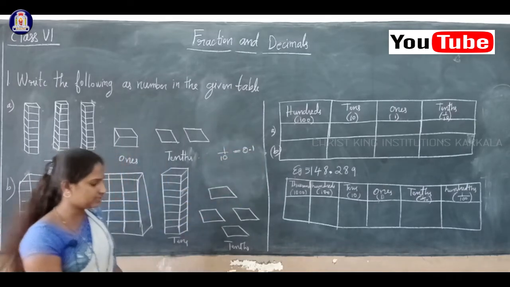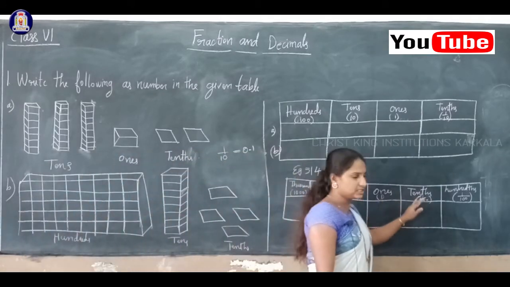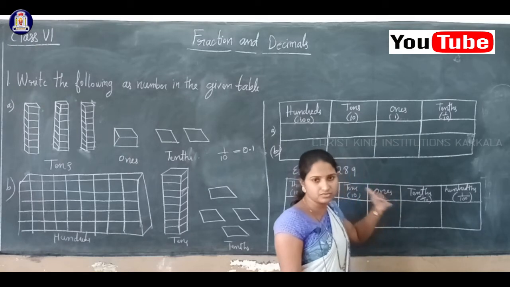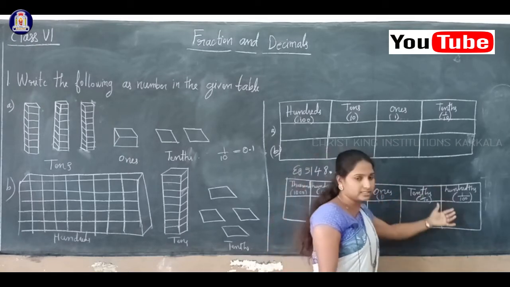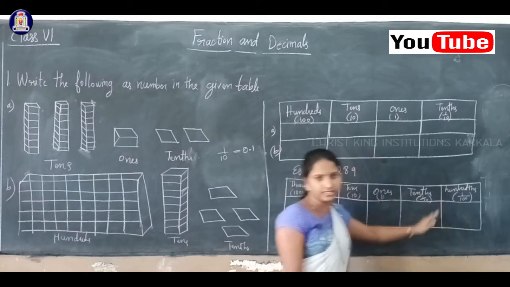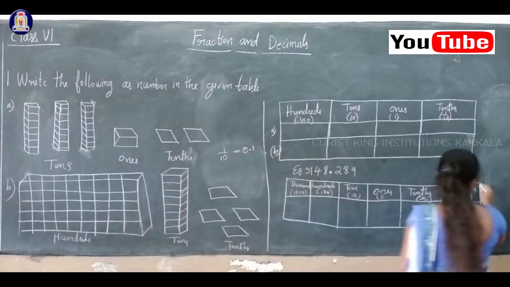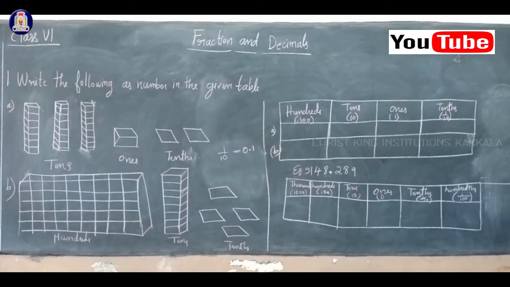After ones, the next column is tenths. Tenths means 1 by 10. Hundredths means 1 by 100. This is the decimal representation, decimal numbers. It continues. If you want, you can write thousandths here, which is 1 by 1000. Okay, here is a 1 by 1000.